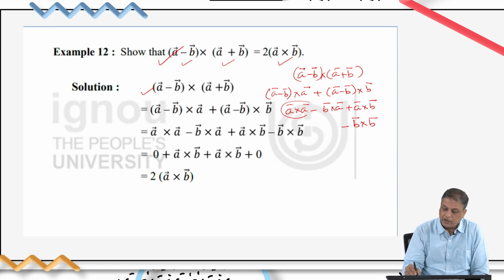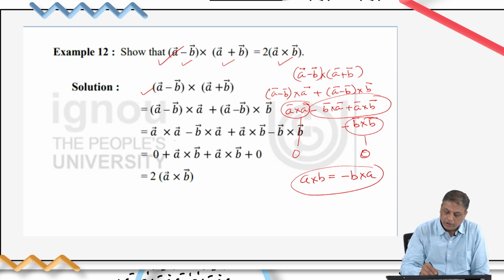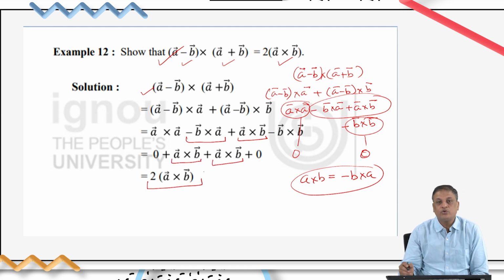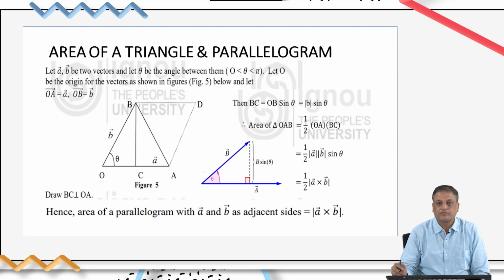Now, we know that A cross A is 0 and B cross B is also 0, and we also know that A cross B is equal to minus B cross A. So, using this property in this expression, you can write that A cross B is equal to minus B cross A. So, that means this is equal to A cross B. So, that means this solves to twice of A cross B. So, I hope you understand how we solve this numerical.